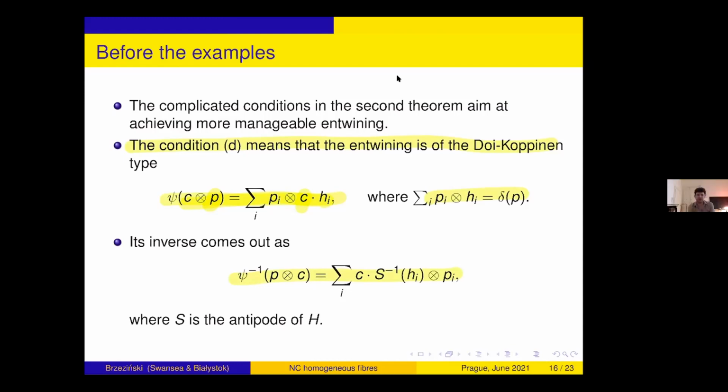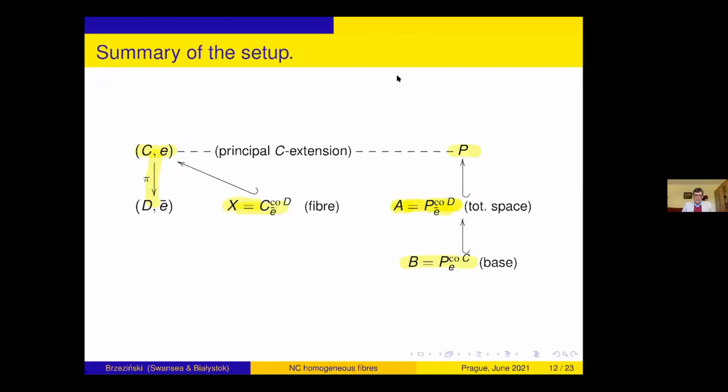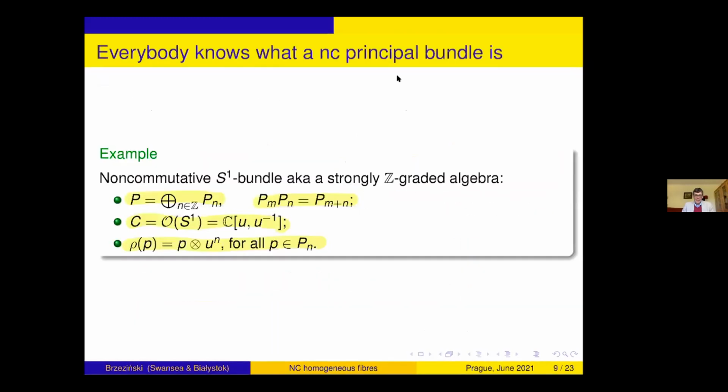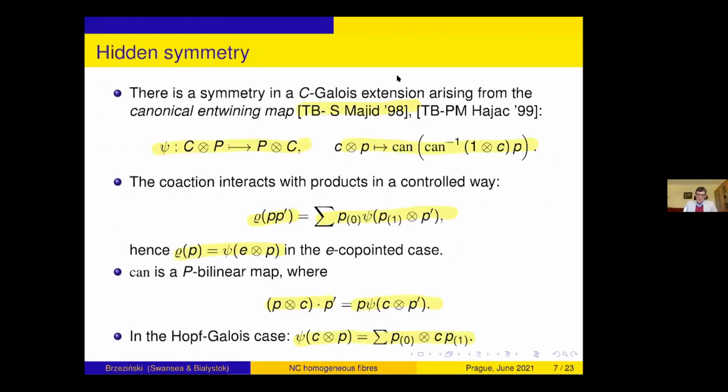Sorry, Tomasz, can you remind me what psi is again? So psi is the entwining map, which the exact definition is given here. It swaps C tensor P with P tensor C. We take C tensor P. First we apply the inverse of the canonical map to 1 tensor C. We multiply on the right with P and then apply the canonical map. Okay.